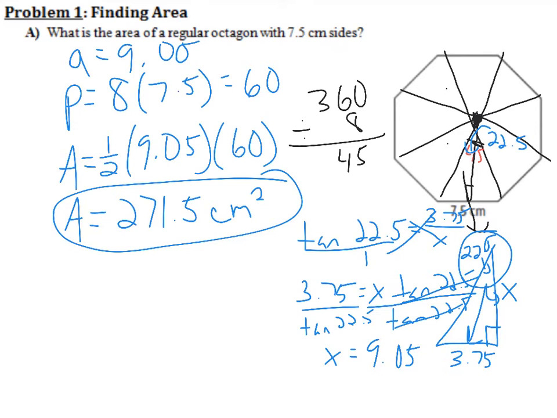So again, the steps that we did to get this, and you might want to jot this down. The first thing we did was we found our central angle. We found it to be 45. Then we used that to find our apothem. We cut that 45-degree angle in half and formed a right triangle with a 22.5-degree angle and a 90. We found the apothem using tangent. And then once we had the apothem, we took the apothem and the perimeter and we plugged it into our area formula to find our area.